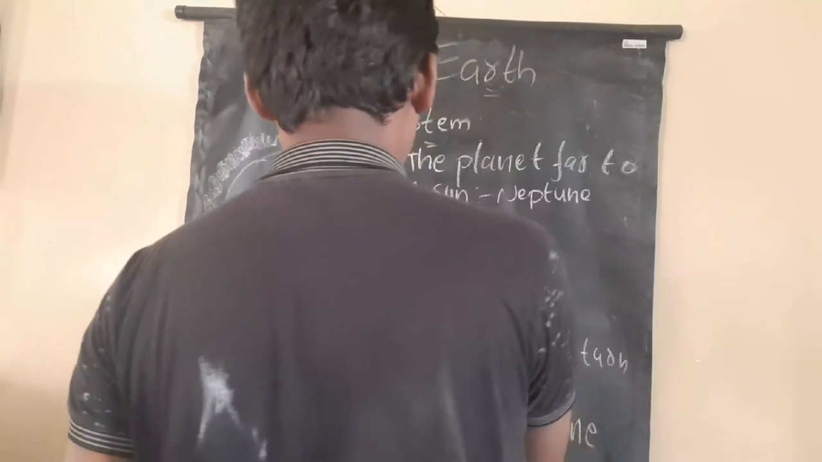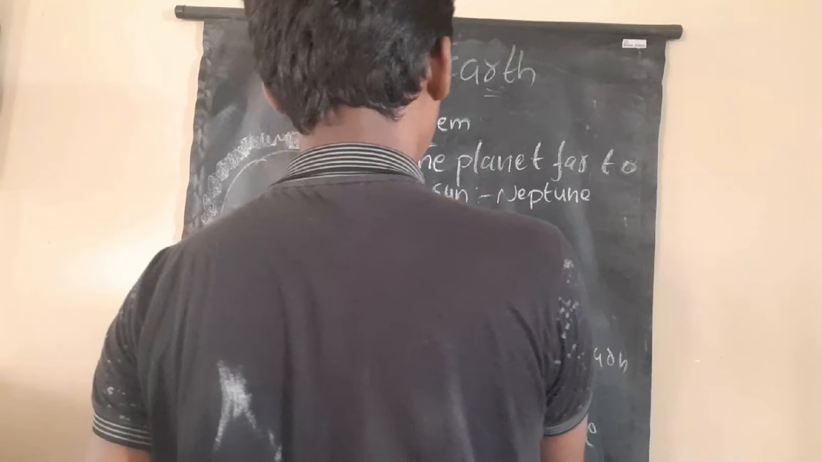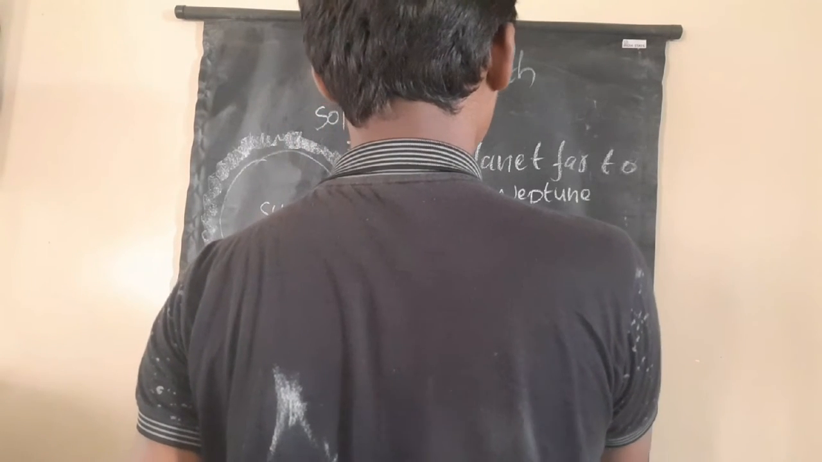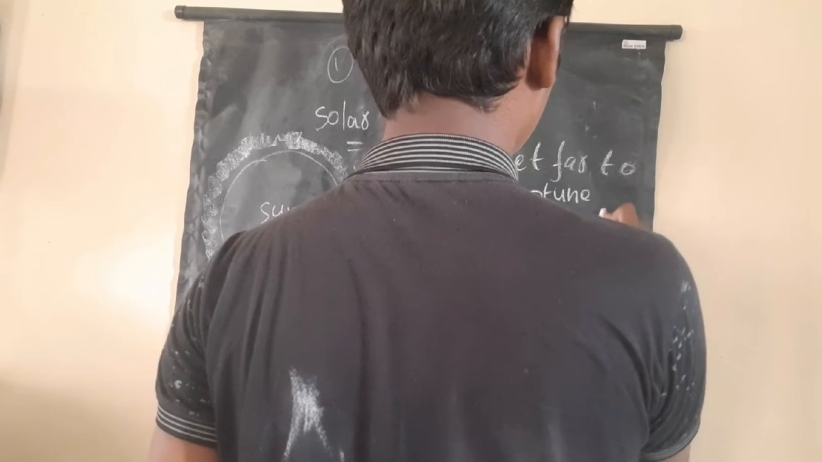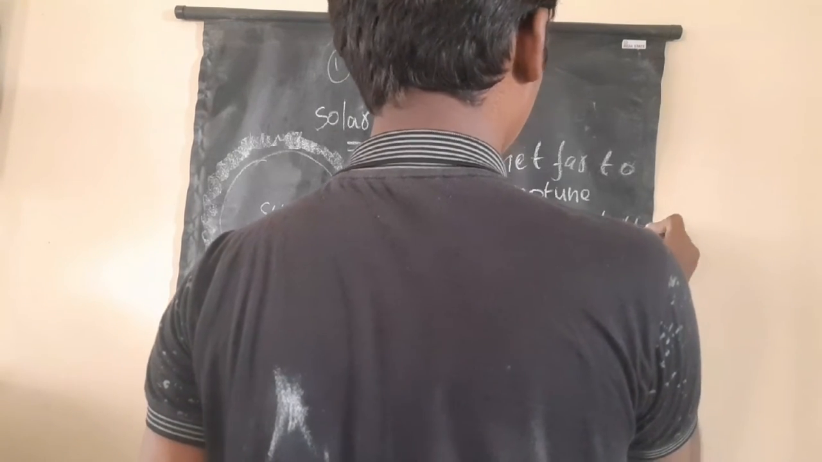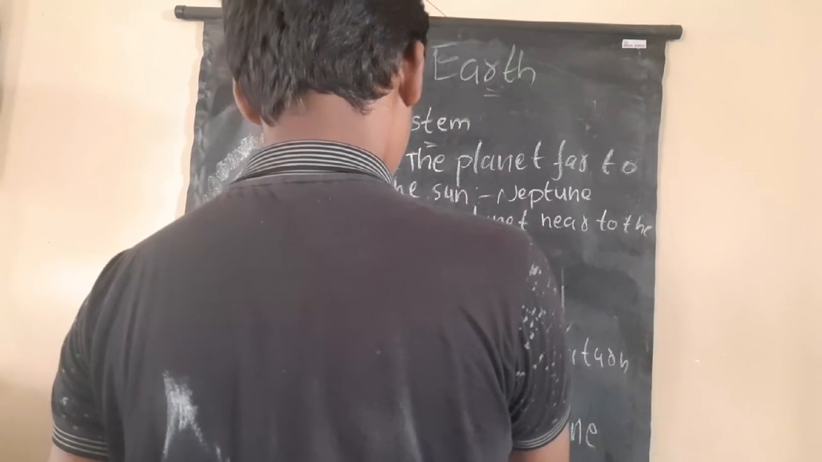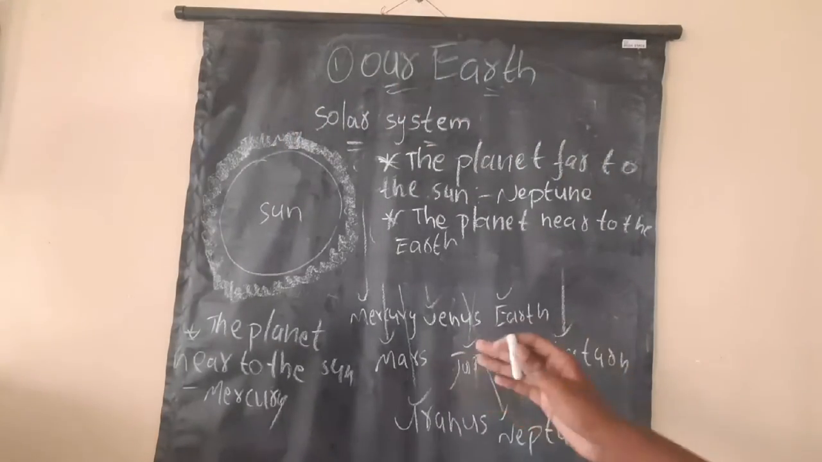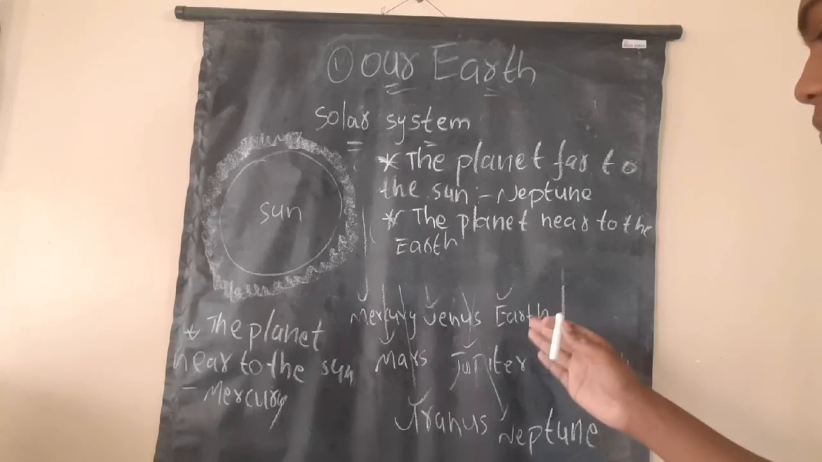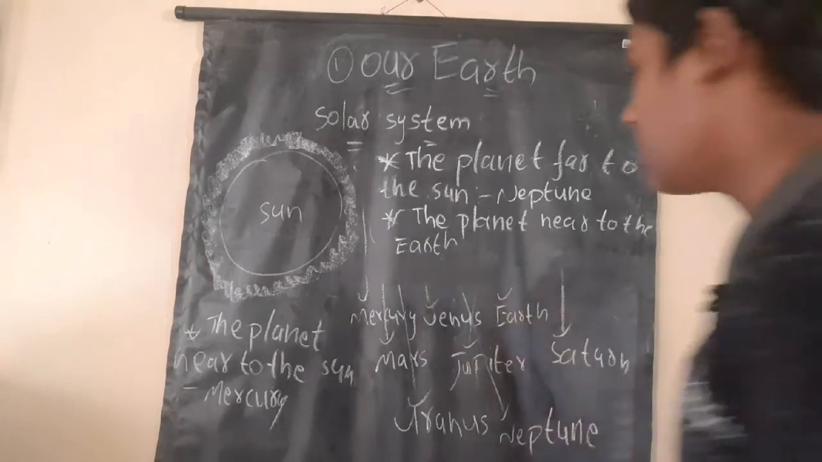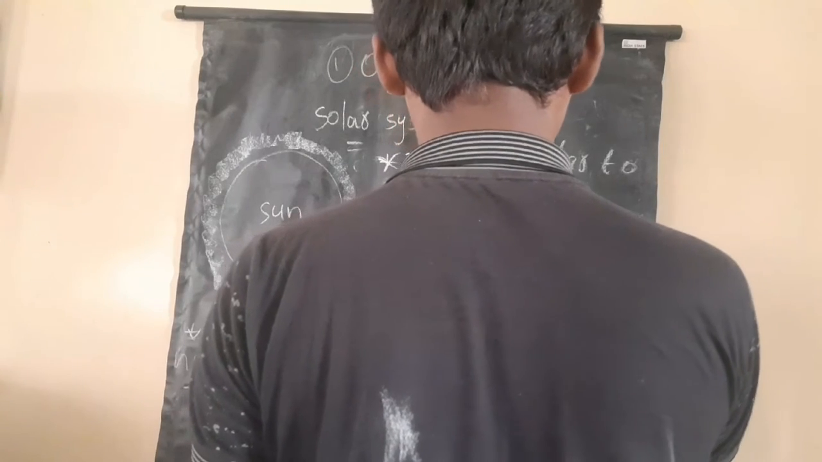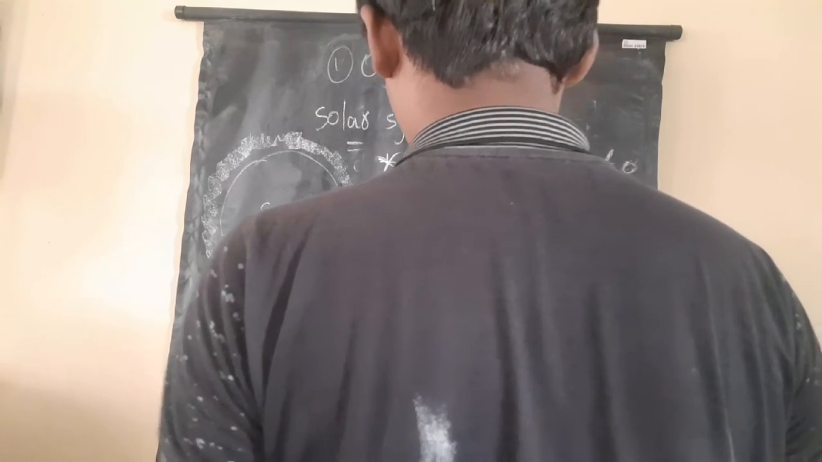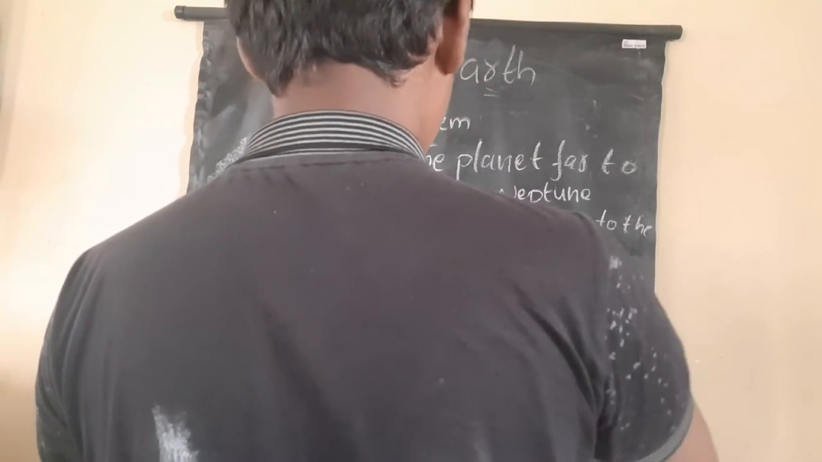Now the planet near to the Earth. Which is the planet near to the Earth? Venus. Even Mars is somewhat farther. So before Earth we have Venus, which is the planet nearest to the Earth.